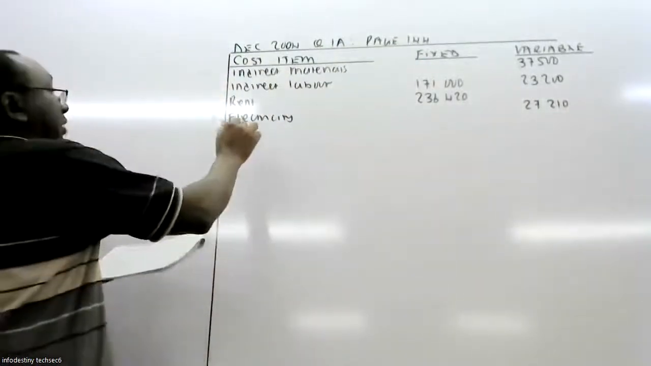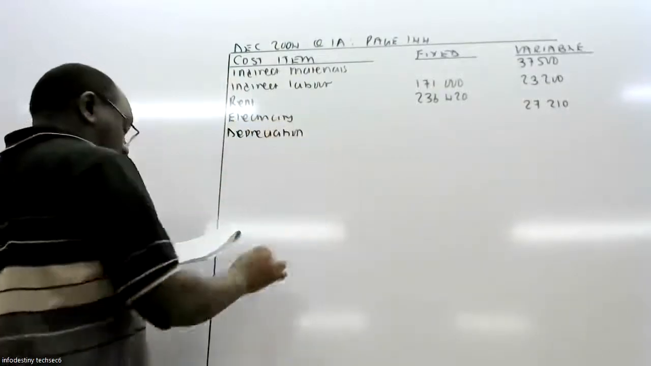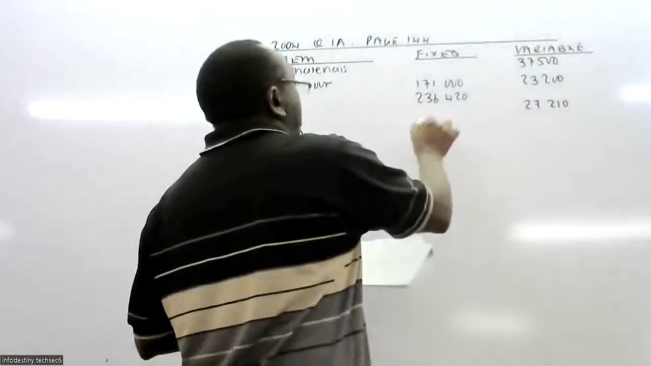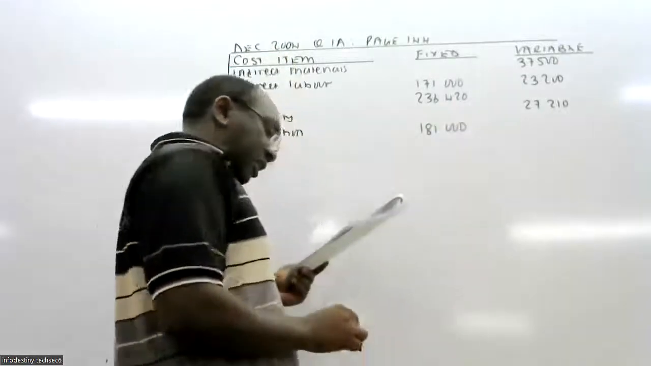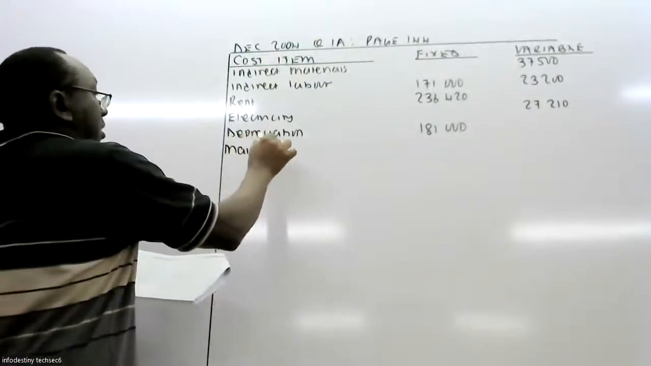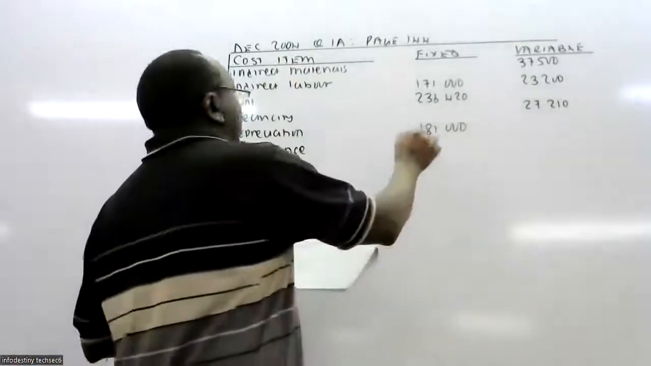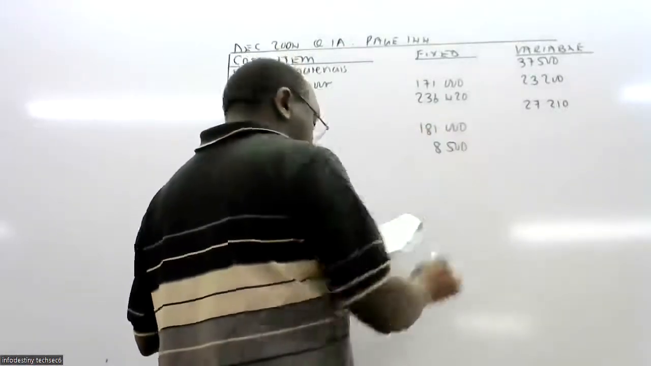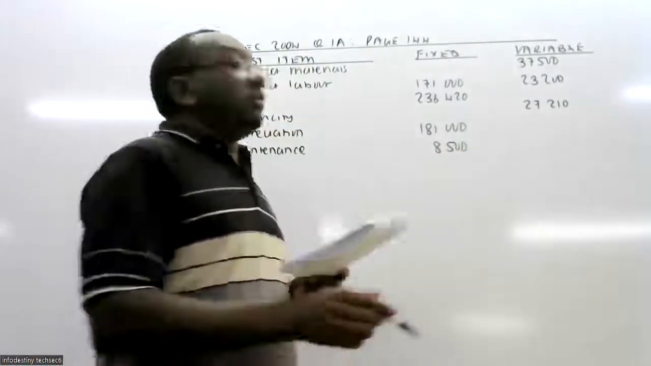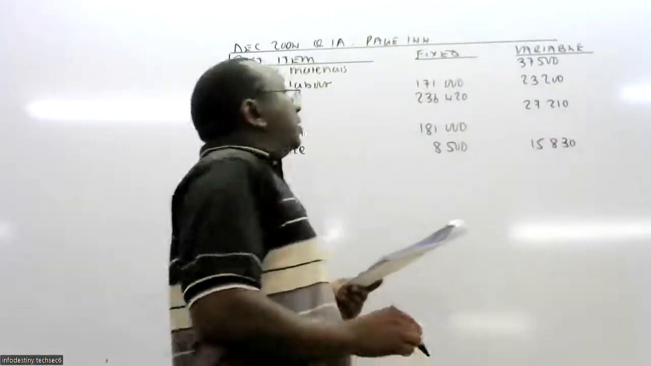Then we have depreciation. We have the equipment depreciation. So depreciation is fixed, 181,000. Then we have maintenance. Maintenance, 8,500 is fixed. And give me the balance now. 15,830, that is variable.